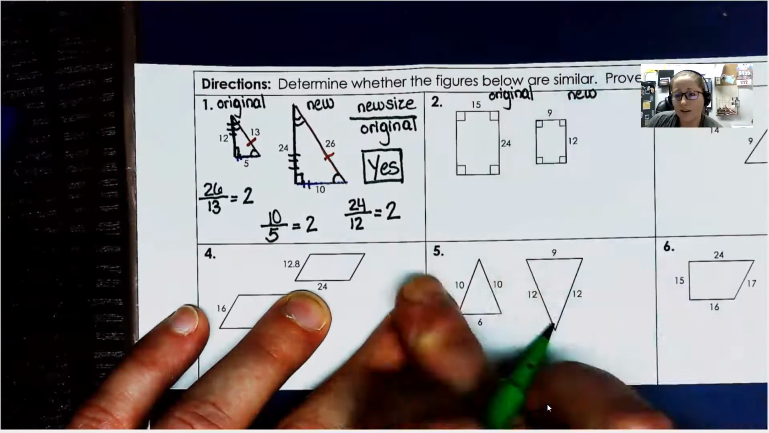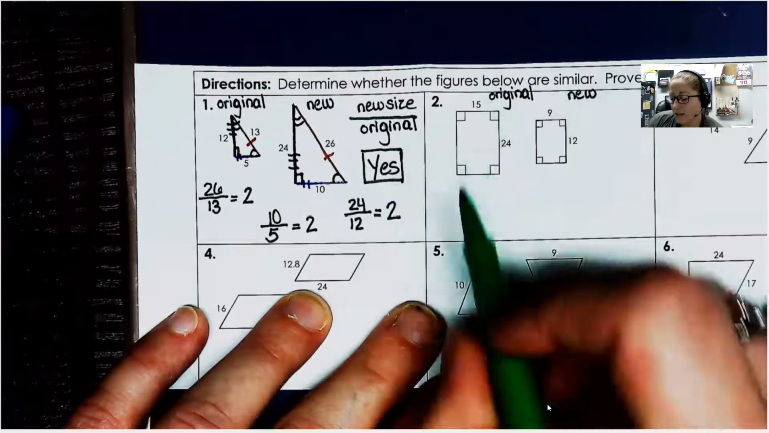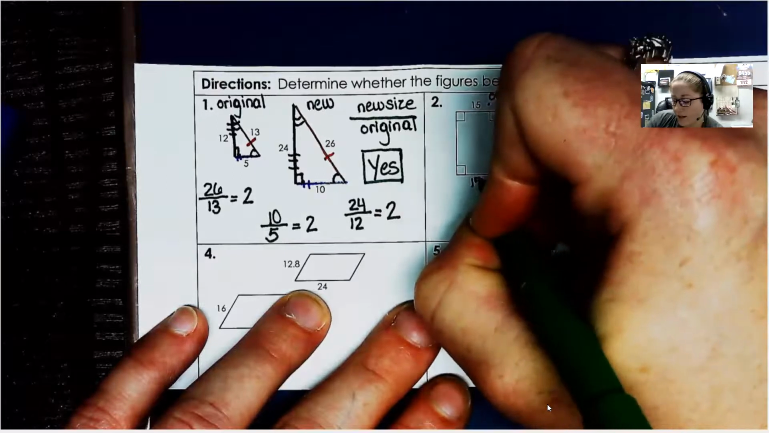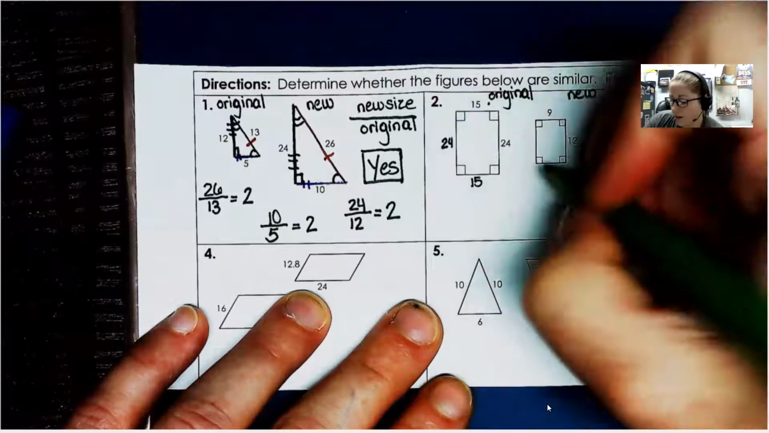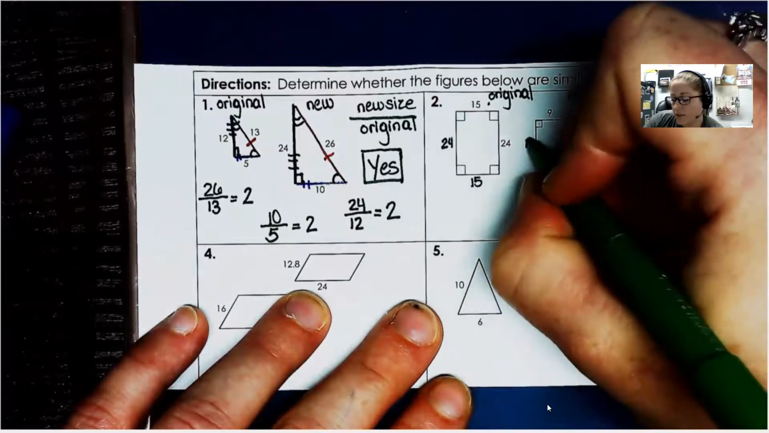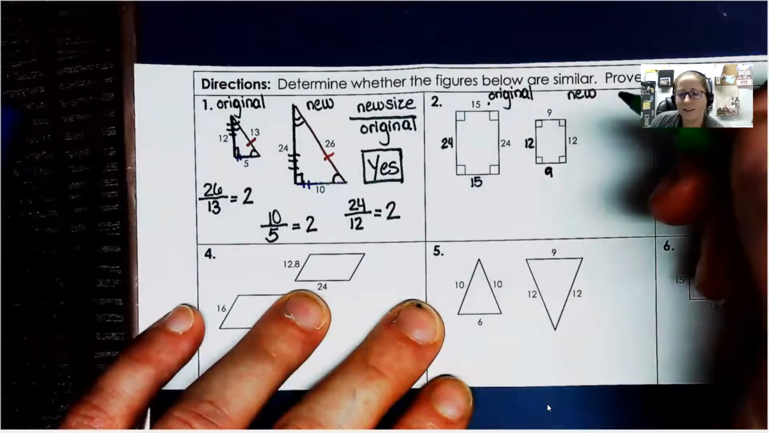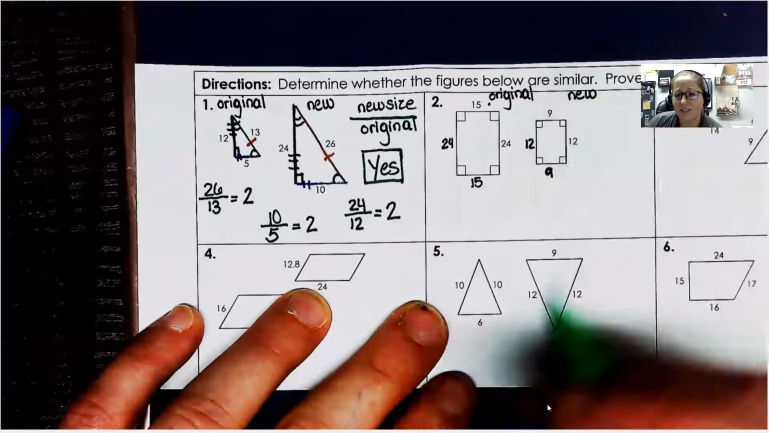And the good thing about rectangles and squares is you really only have to do the two sides, because this side 15 is the same thing as down here, and 24 is the same as over here, and then same thing here. So we would only have to check the two sides instead of checking all four. Squares are different. You only have to check the one, really, because all the side lengths are the same.